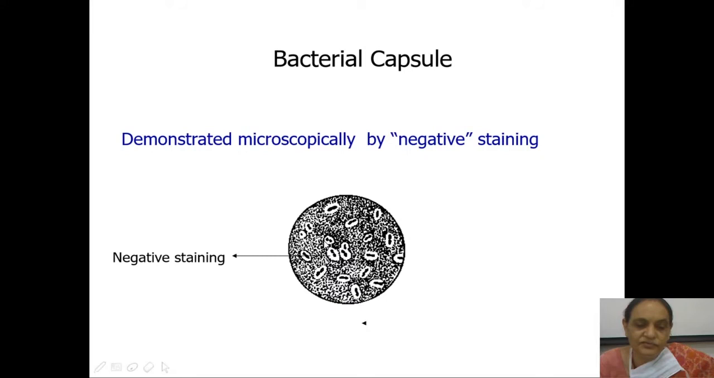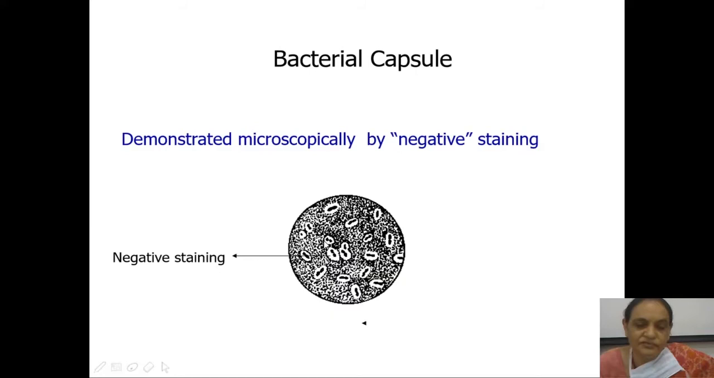Next structure is the flagella. You saw that big flagella in the picture of that bacterial cell. Flagella help in motility. So for a bacteria, it has an advantage that it can move away from toxic products if they form, and it can move towards nutrients. So that way it helps in motility.